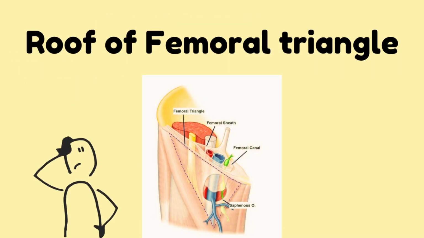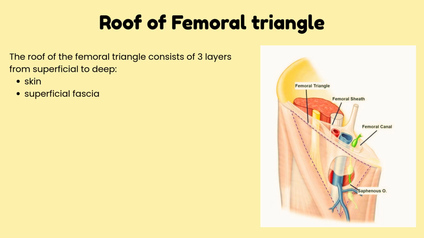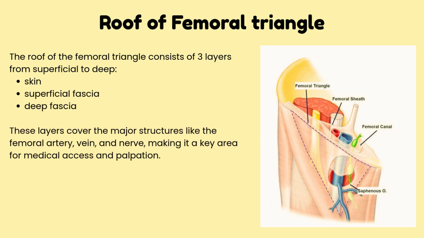Roof of femoral triangle. The roof of the femoral triangle consists of three layers from superficial to deep. Skin. Superficial fascia. Deep fascia. These layers cover the major structures like the femoral artery, vein, and nerve, making it a key area for medical access and palpation.